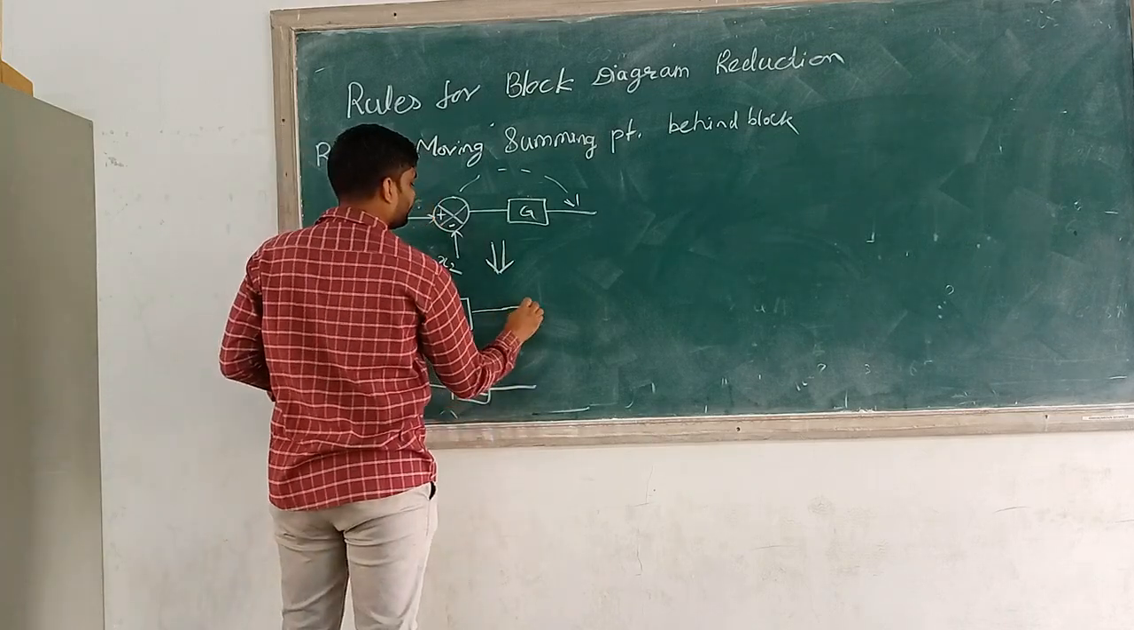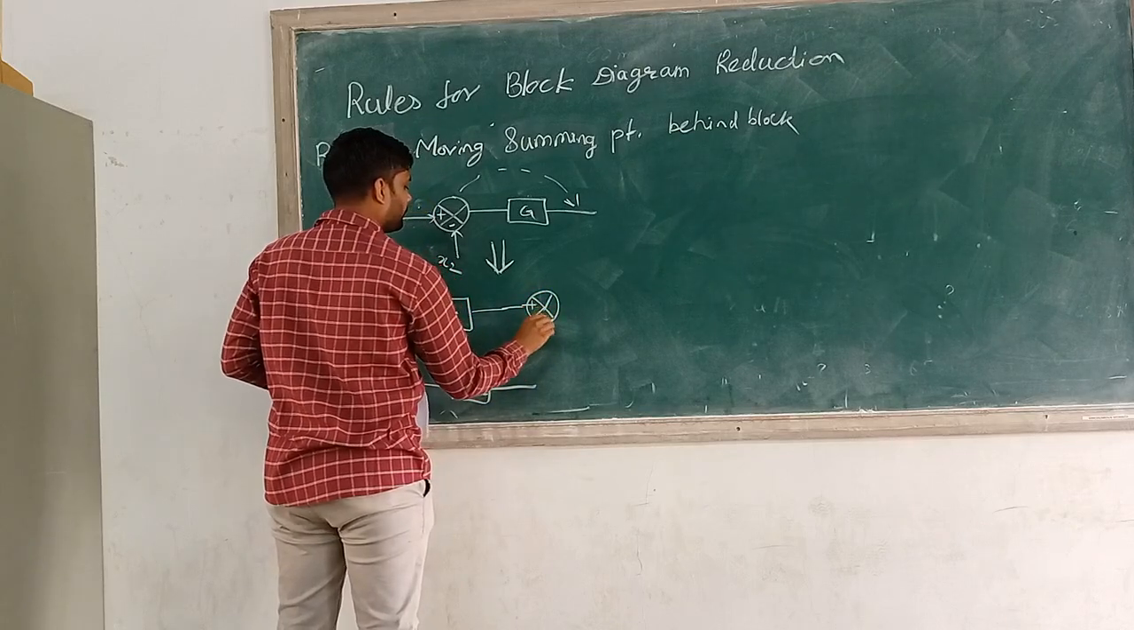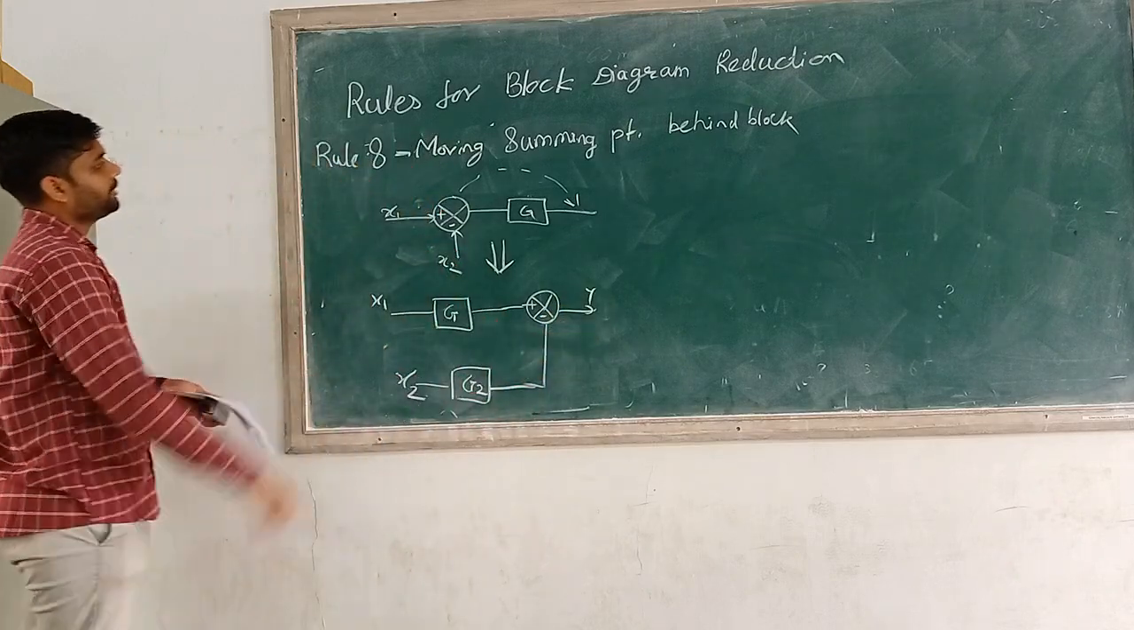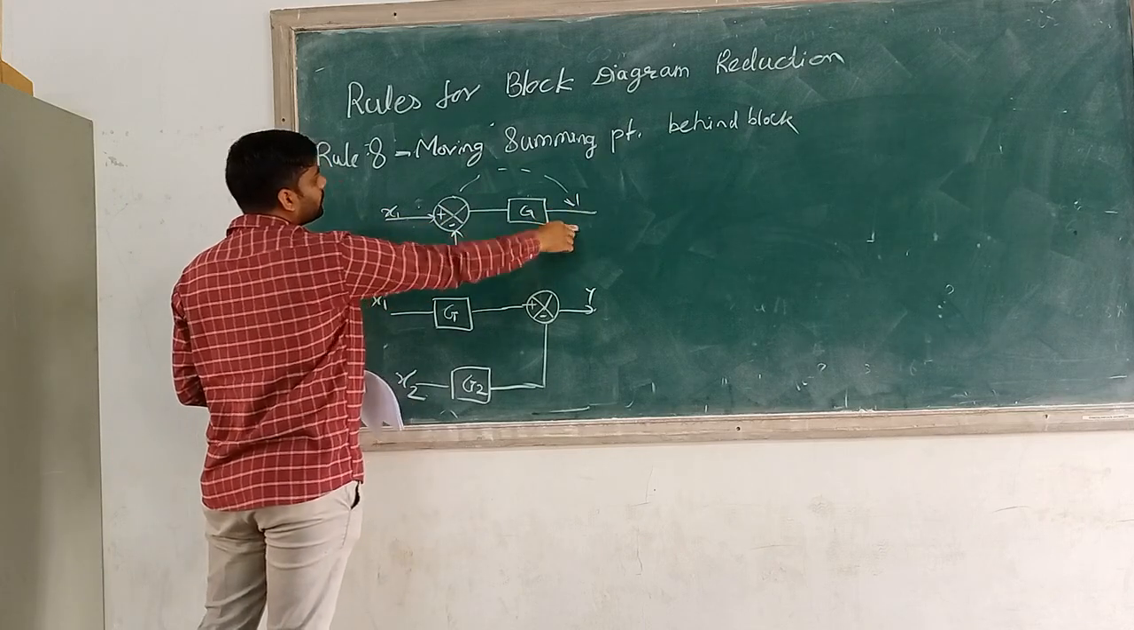Now we need to move this summing point. This is the summing point here. This is positive and this is the out. Okay, in this way we can move this summing point behind the block.